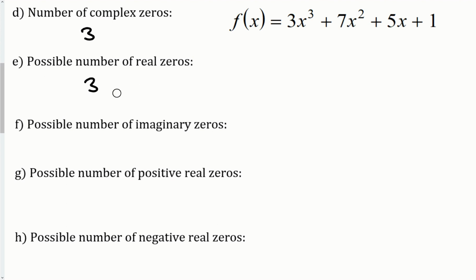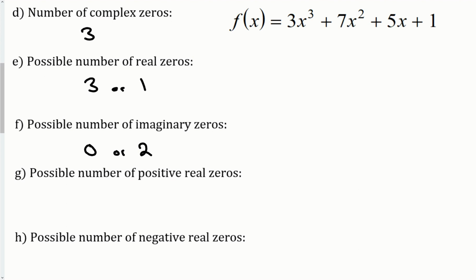But we could have 1 real answer. Now, this is not saying how many of these answers are real, this is just saying how many are possible? So it could have 3 real numbers. It could have 1 real number. It could have 0 imaginary or 2, because imaginary zeros always must come in pairs. And these 2 questions kind of go hand in hand with each other.